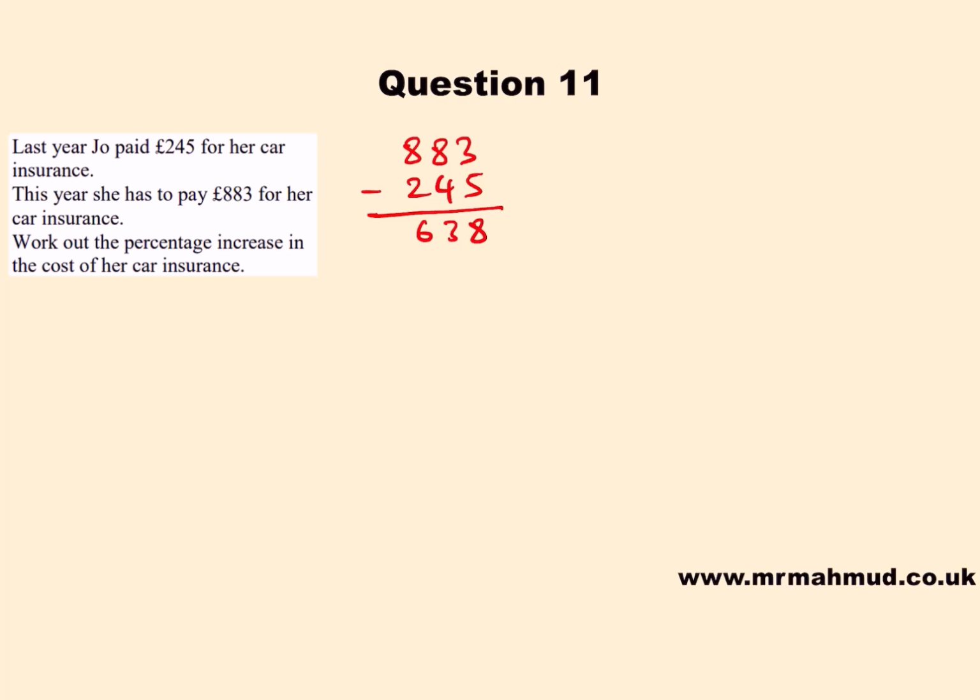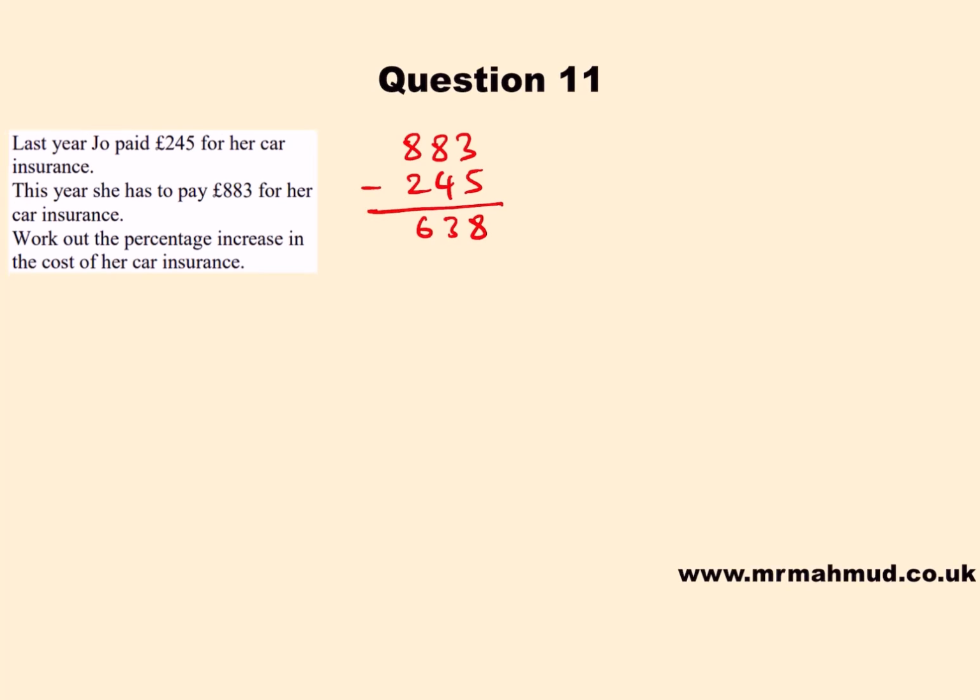£638. Now the formula to work out the percentage increase is to divide the change, which is 638, by the original amount, which was £245, and times that by 100. And if you type this in your calculator, that'll give you an answer of 260.4%.